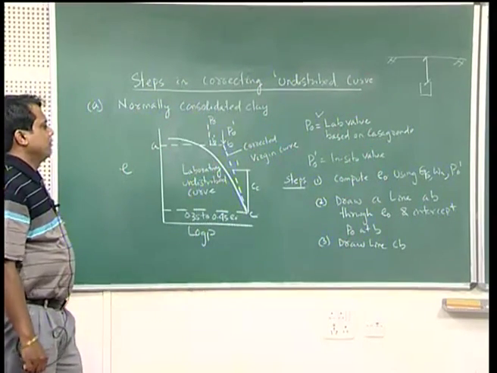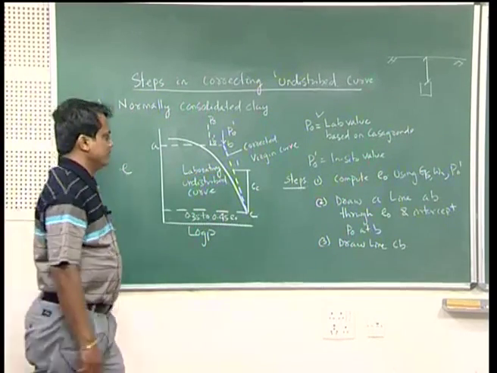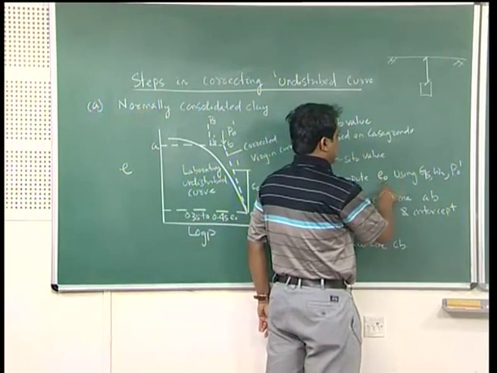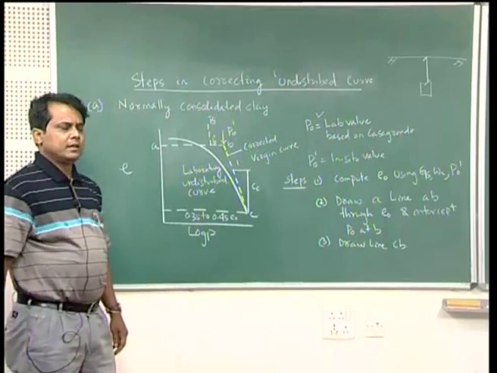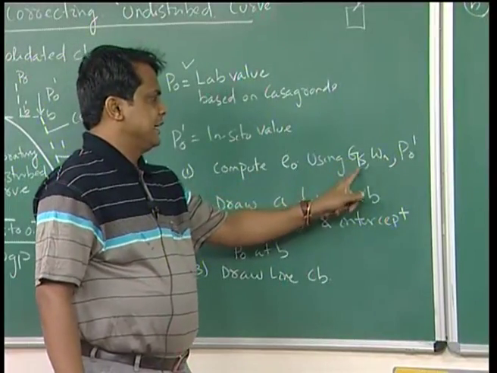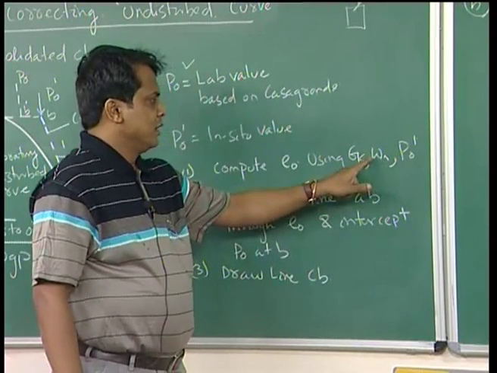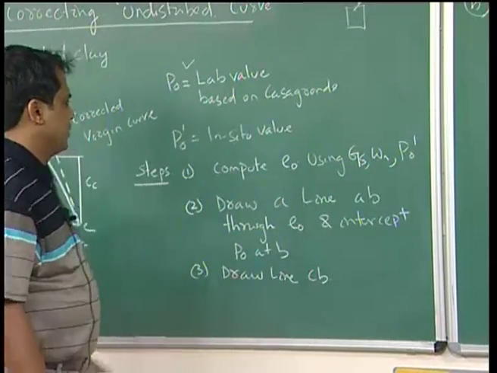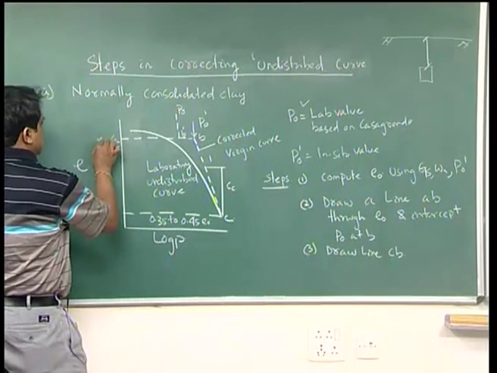Now, with this, step 1: first find out the initial void ratio e0. I have written all the steps. Compute e0 using G, natural moisture content, and overburden pressure. Wn is your natural moisture content, W is moisture content and n means natural, and the overburden pressure. Once you get e0, that is this point.